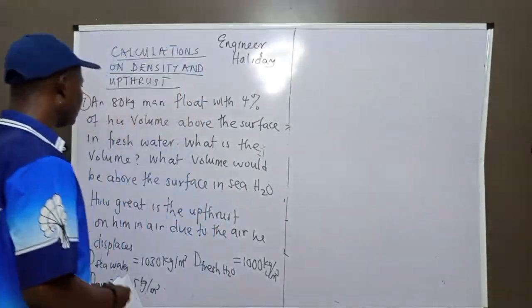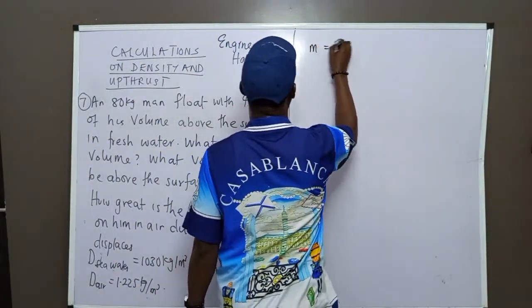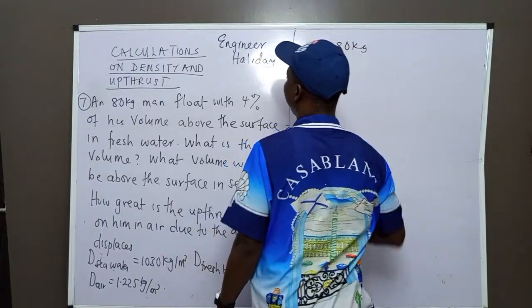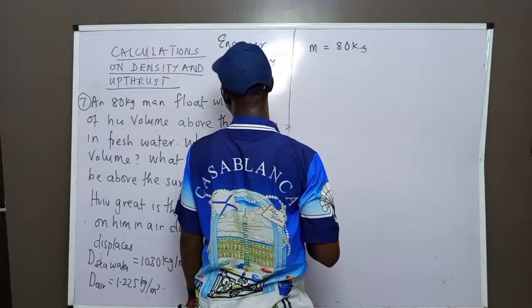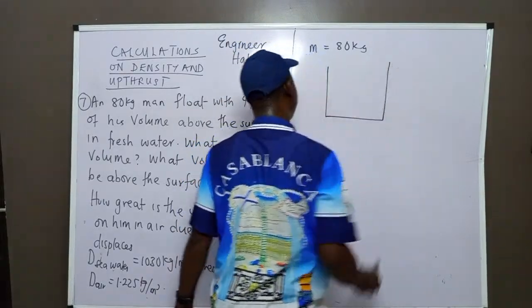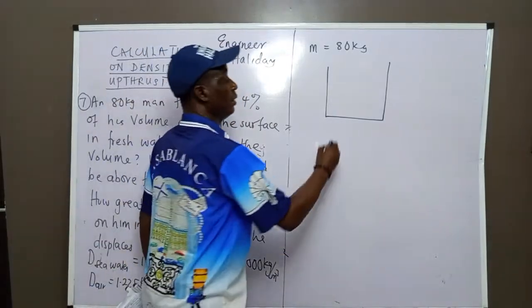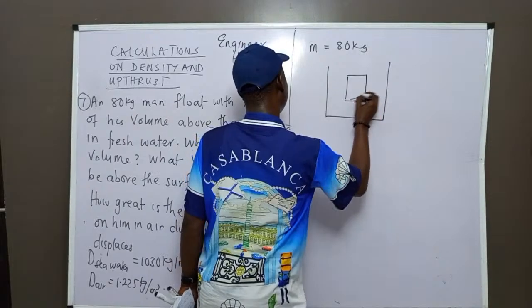Now, we have an 80 kg man. The mass of the man is 80 kg. He floats with 4% of his volume above the surface in fresh water. Let me draw a diagram, because this is a technical question. Now, let's say this is the body involved.